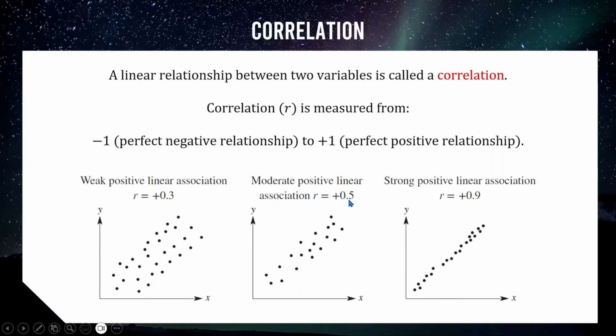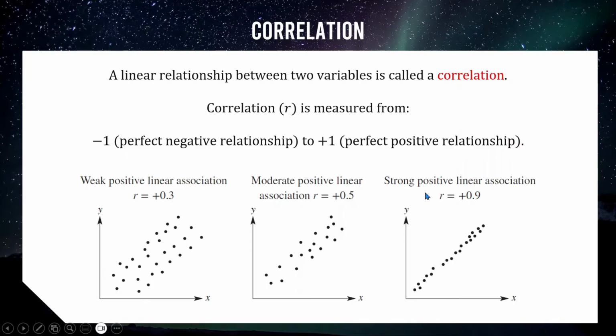midpoint, which is 0.5. And then the closer that R value gets to 1, the closer these dots join together and form a line. So it's basically measuring how strong or how clear the line is from 0 to 10, okay? And 10 being plus 1.